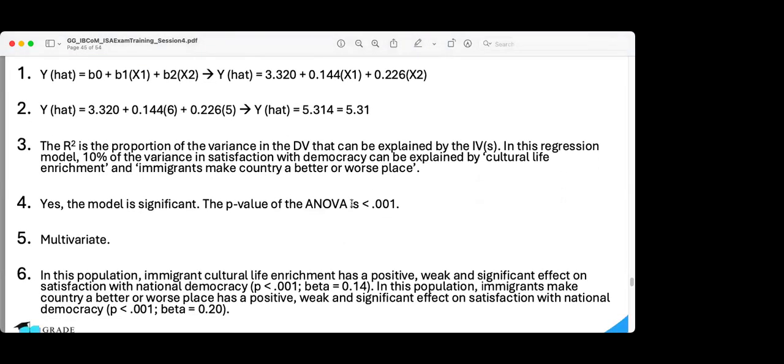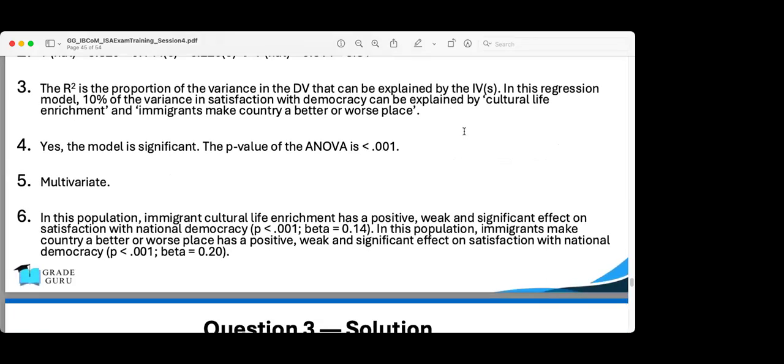Okay, 3. The R square is the proportion of the variance in the DV that can be explained by the IVs. In this regression model, 10% of the variance in satisfaction with democracy can be explained by cultural life enrichment and immigrants make country a better or worse place. Okay, number 4, yes, the model is significant because the p-value of the ANOVA is less than 0.001.